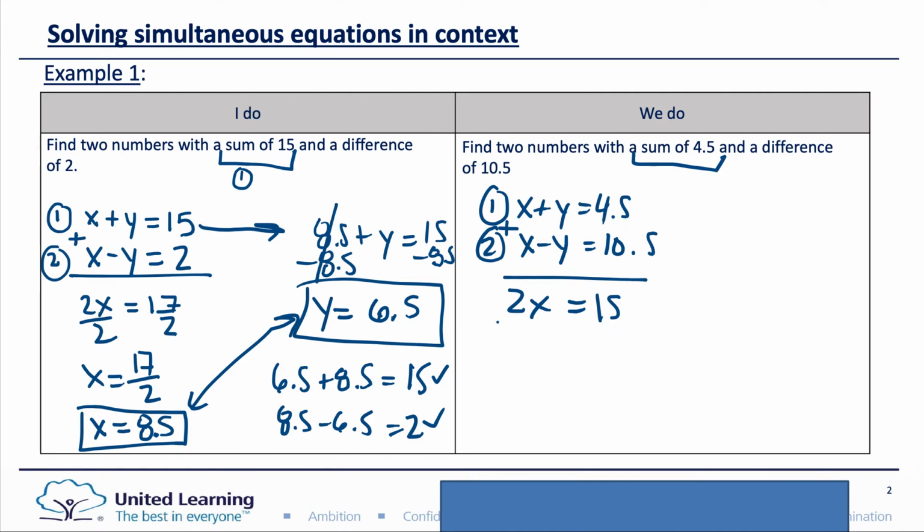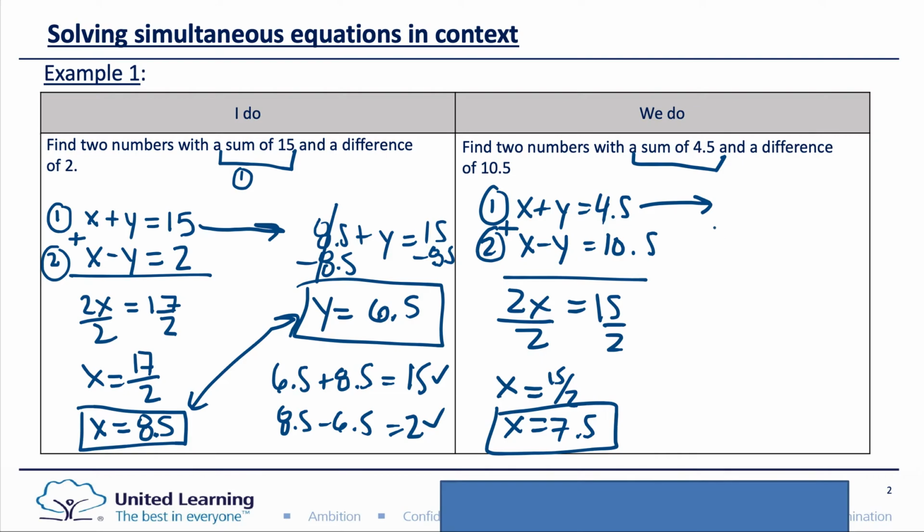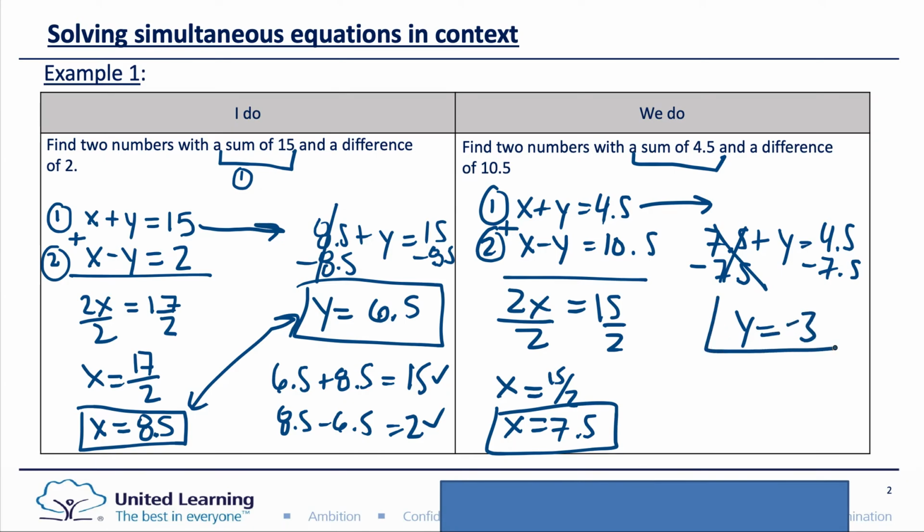4 plus 1 is 5. Divide that by 2. We get 15 over 2. 14 divided by 2 is 7, so this is equivalent to 7.5 for the first number. Coming back up here, we end up getting 7.5 plus something is 4.5. So I'm already noticing this must be a negative number since we decrease when we add. So let's take that 7.5 away. We end up getting y is negative 3.